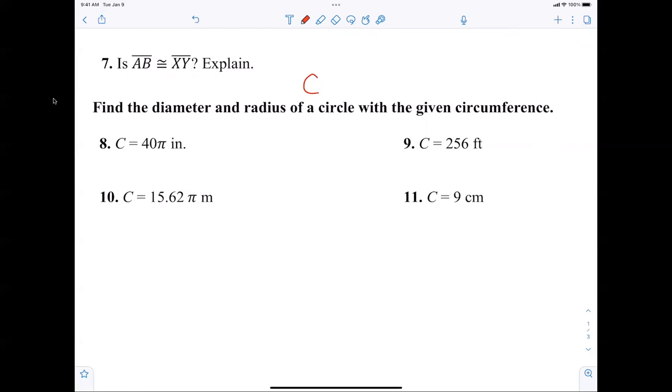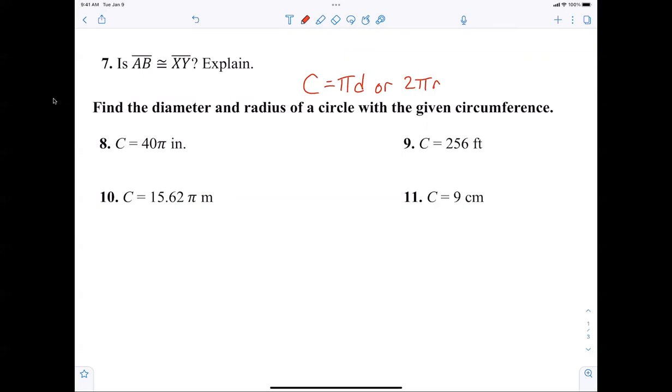Now, again, you're correct. The circumference is pi d, or because we are smart, it could also be written as 2 pi r. Those are the 2 formulas, obviously, because the diameter is twice the radius.